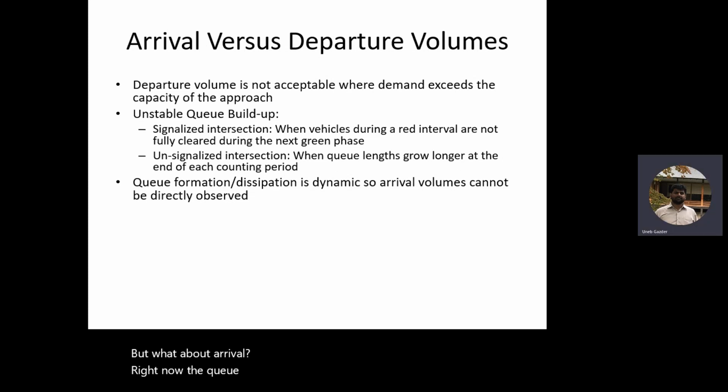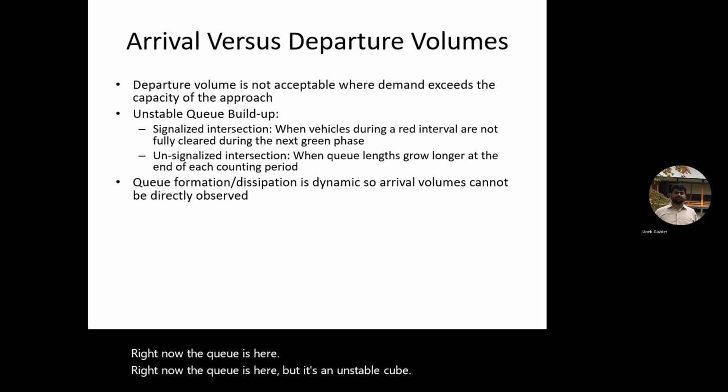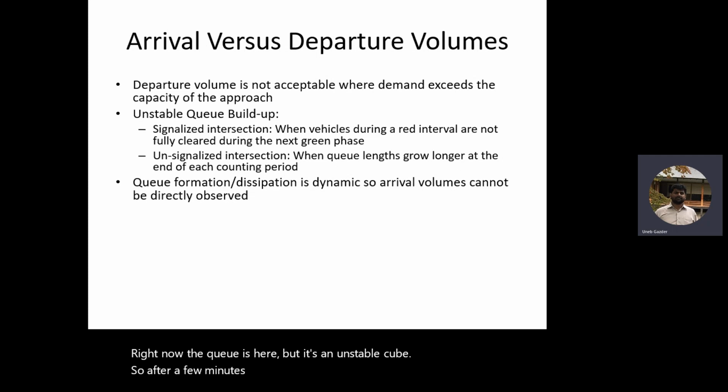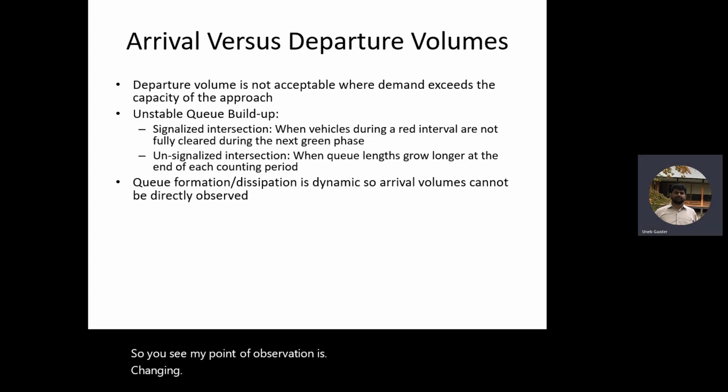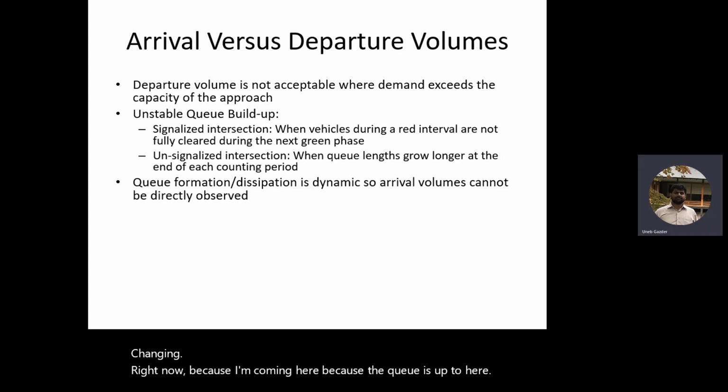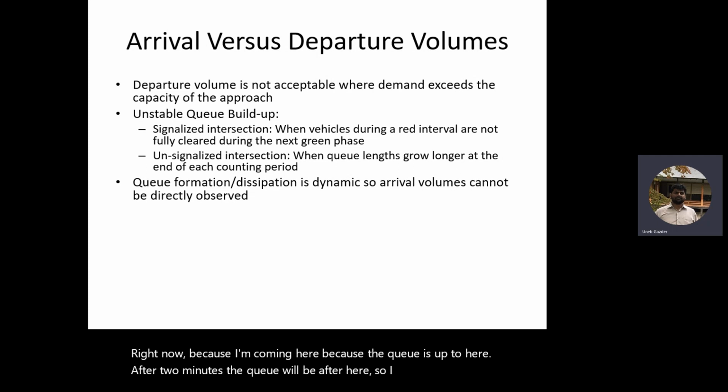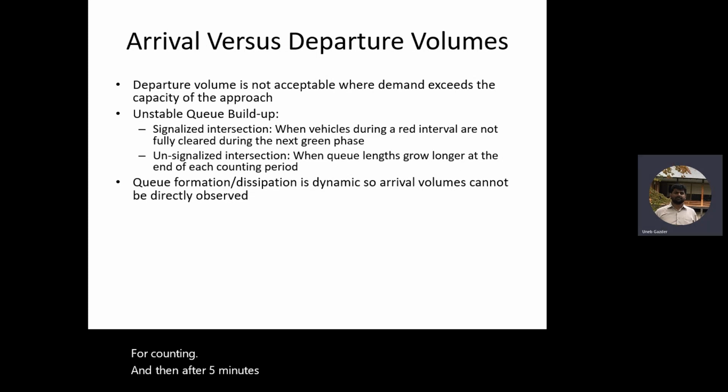But what about arrival? Right now the queue is here, but it's an unstable queue. So after a few minutes, it will be to that wall. After a few minutes, it will be 100 meters more. So you see my point of observation is changing. Right now vehicles are coming here because the queue is up till here. After 2 minutes, the queue will be up till here. So I should go there for counting. And then after 5 minutes, the queue will be 100 meters more, so I should go 100 meters more to keep on counting. So you see the point where the vehicles are arriving is changing because of the queue.